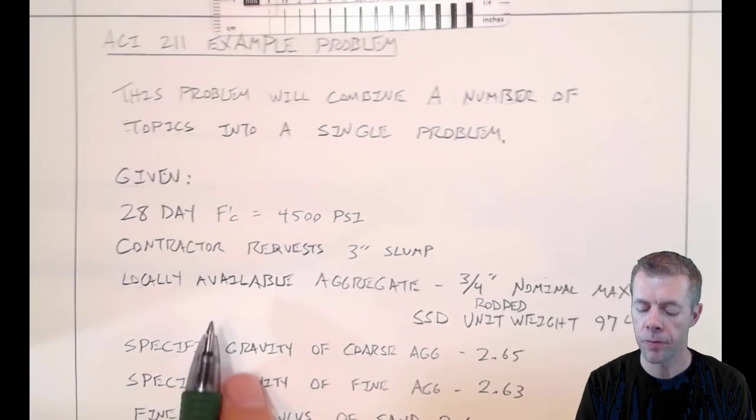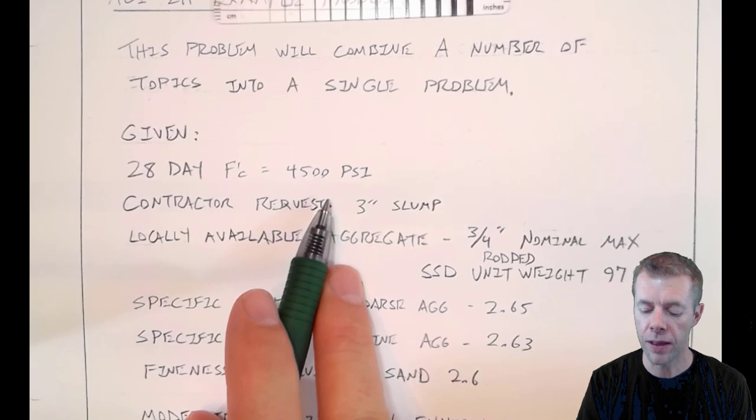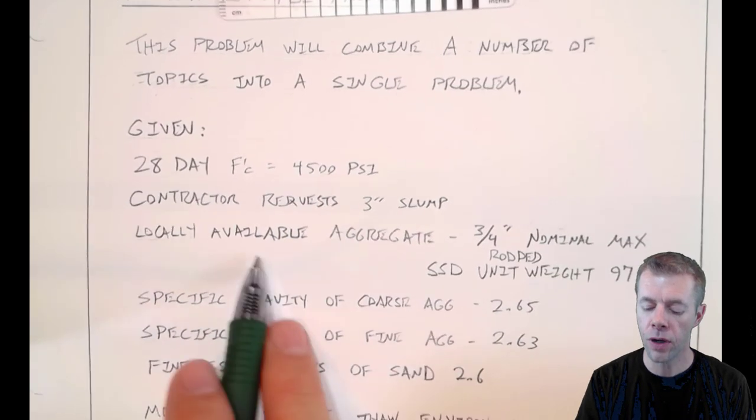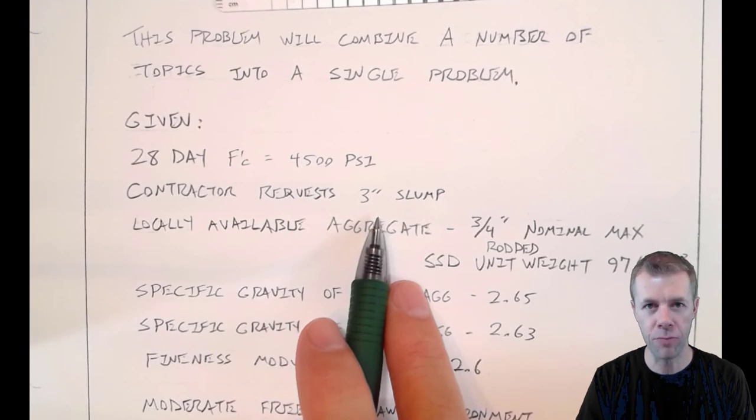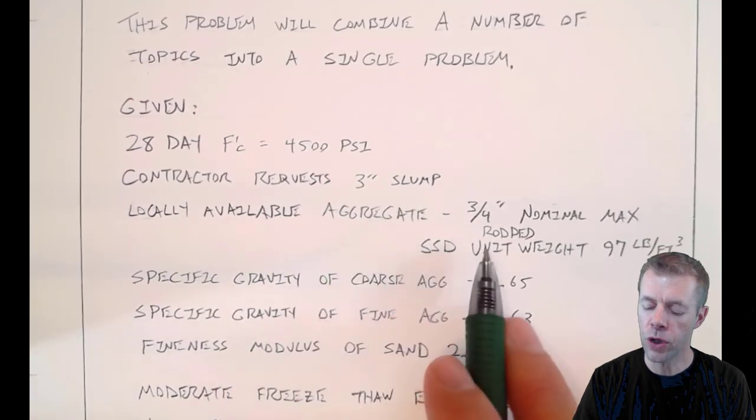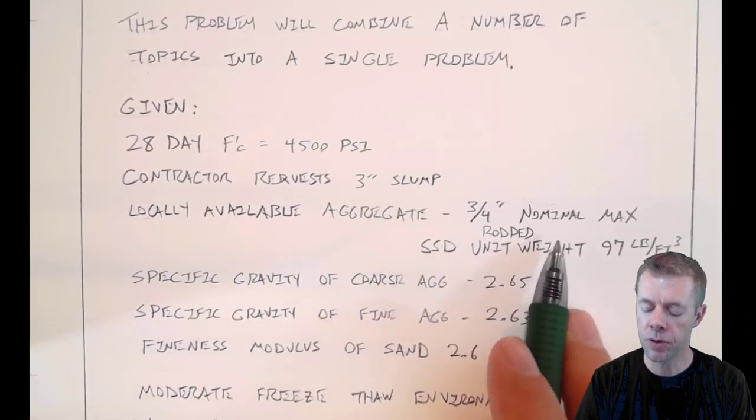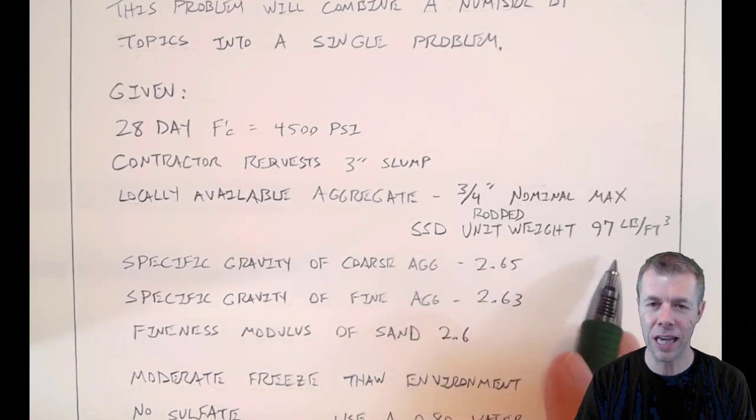In this problem, the design strength is 4,500 PSI. That's a 28-day design strength. The contractor is going to request about a 3-inch slump. This is like for a pavement, for a slip-form concrete pavement. The locally available aggregate is a 3/4-inch nominal maximum size. The SSD rodded unit weight is 97 pounds per cubic foot.